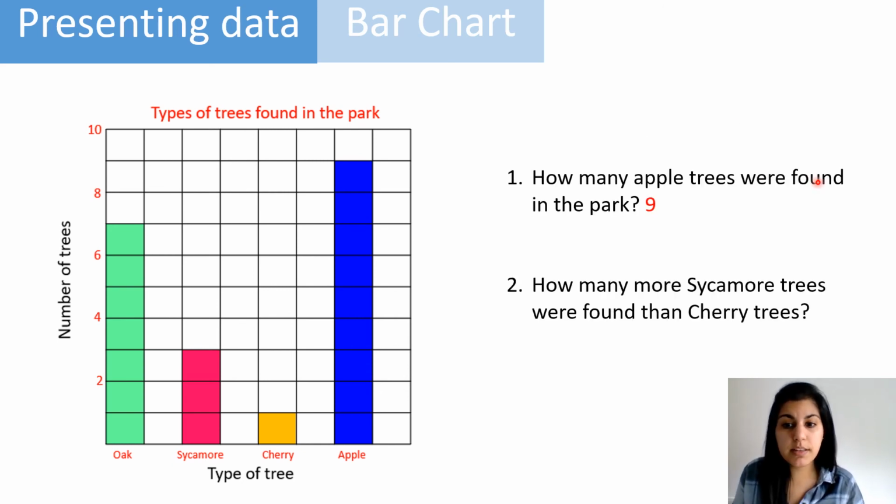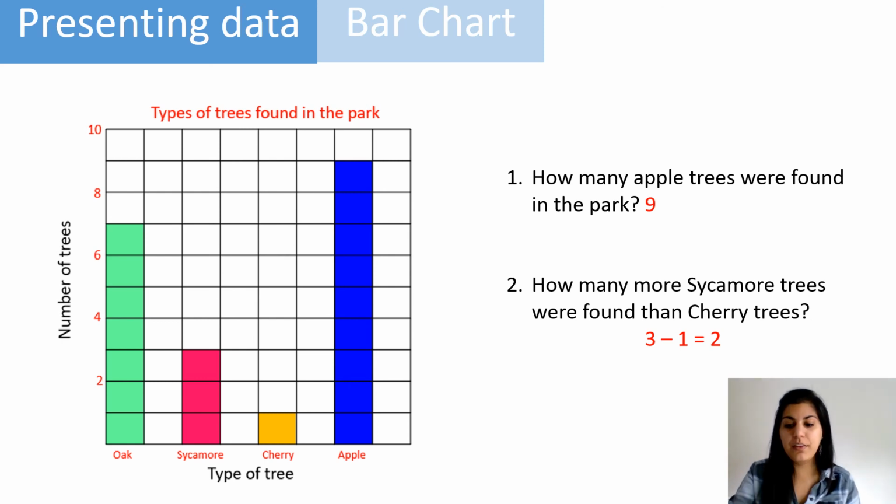How many more sycamore trees were found than cherry trees? I need to go along my horizontal axis. I can see I had 3 sycamore trees and 1 cherry tree. How many more sycamore trees were found than cherry? I would need to do 3, take away 1 equals 2.